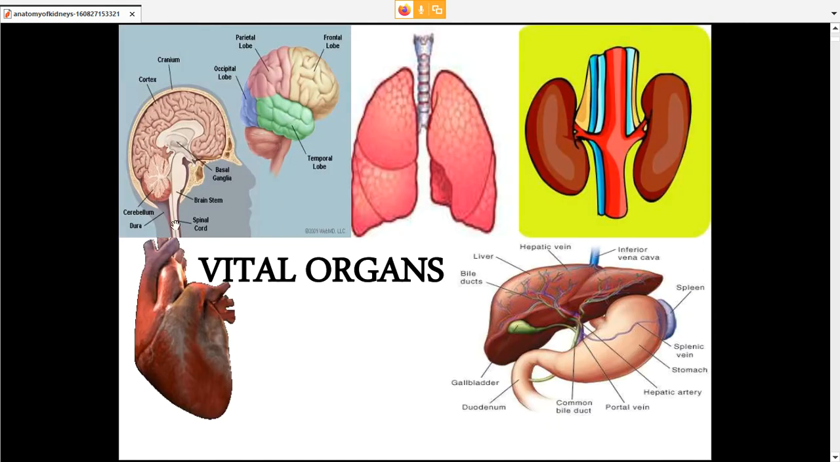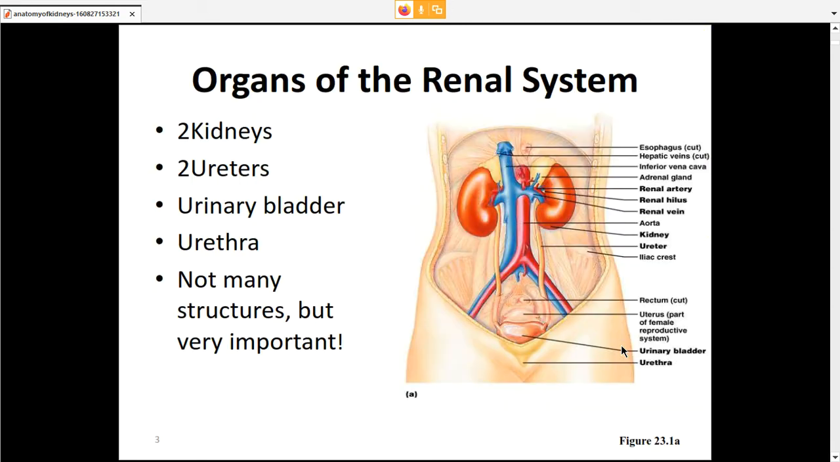These are the vital organs which we can identify in our body. One is the heart, we can identify the brain, lungs, kidneys, and here you can identify the liver as well as the stomach. Then the organs of the renal system or excretory system are two kidneys, a pair of kidneys, and two ureters, urinary bladder, and urethra.